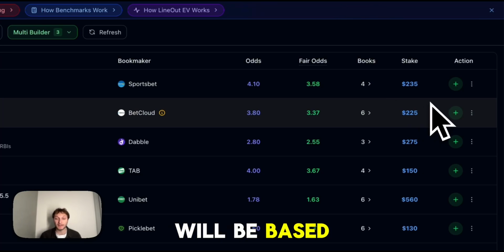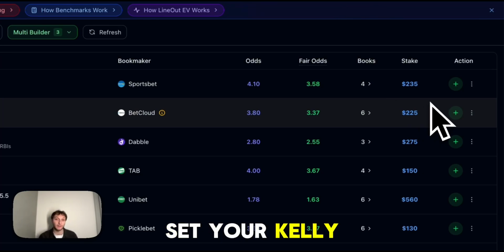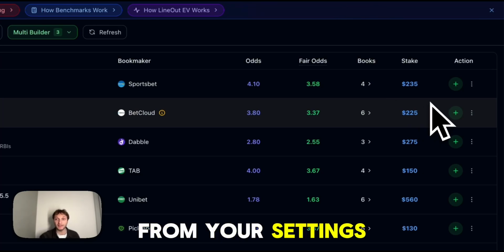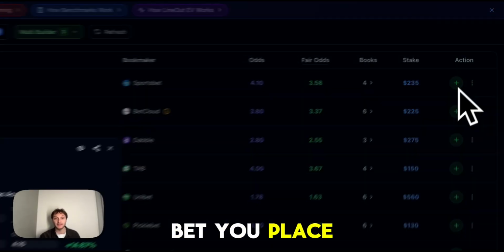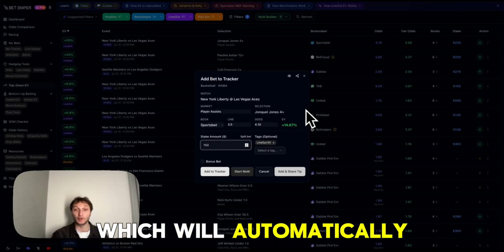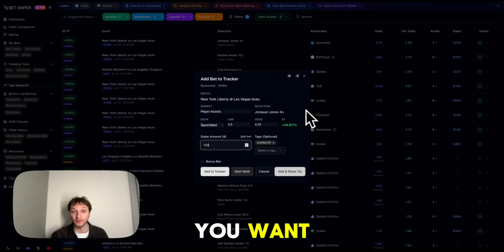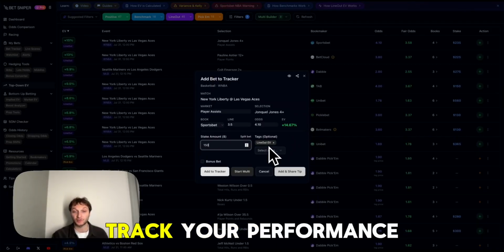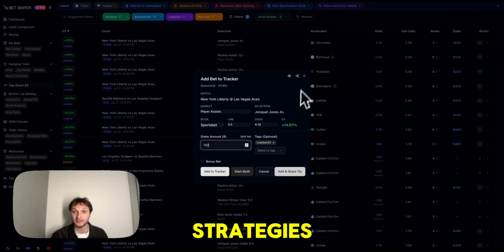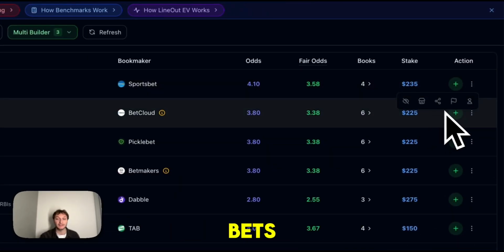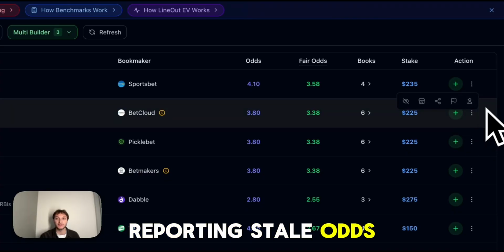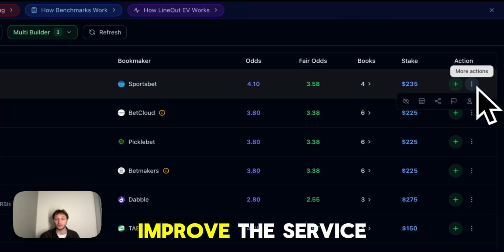Then the stake will be based on Kelly staking, and you can set your Kelly multiplier and your bankroll from your settings, and then the action buttons. We highly recommend that every bet you place, you should track with our tracker, which will automatically result the bet for you if you want, but it'll also tag it so you're able to track your performance across the different strategies. And then lastly, there's some other actions such as hiding bets, sharing bets, reporting stale odds, which can be really helpful to our team to improve the service.